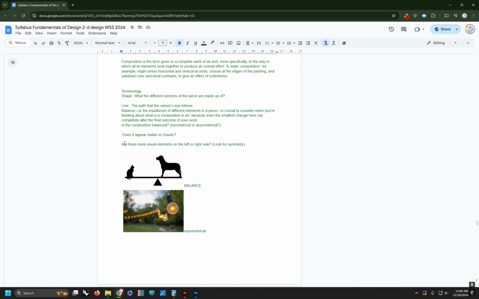All right, line. The path the viewer's eye follows. The path that the viewer's eye follows is not always one that is very straightforward, and it often differs from person to person. A lot of times I get asked the question, what if I saw this first or I saw that first? Does that change it? Not really. There are some different ways of seeing, but I will say that there are strong decisions that most artists have made to help lead your eye around a composition.